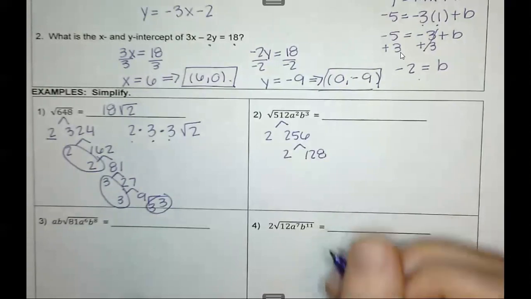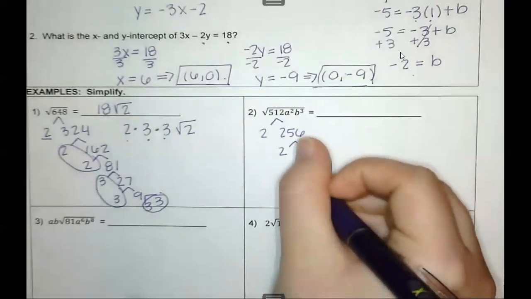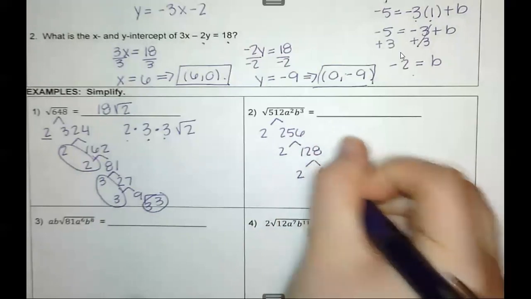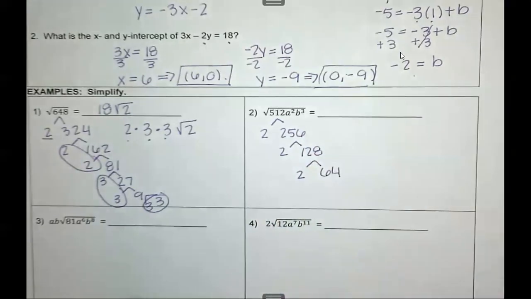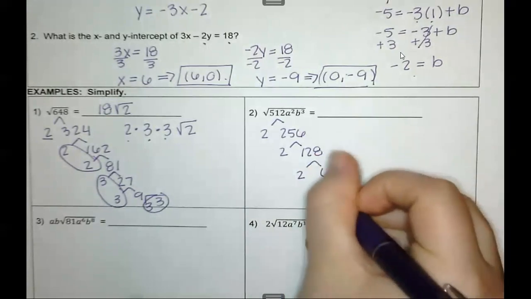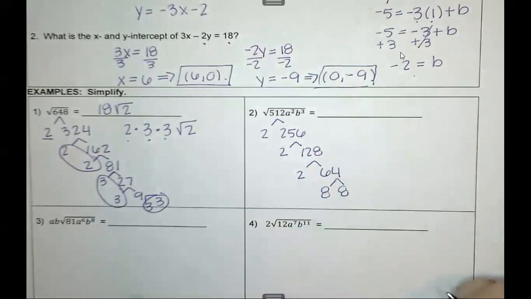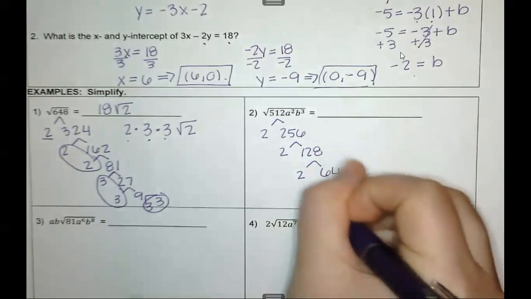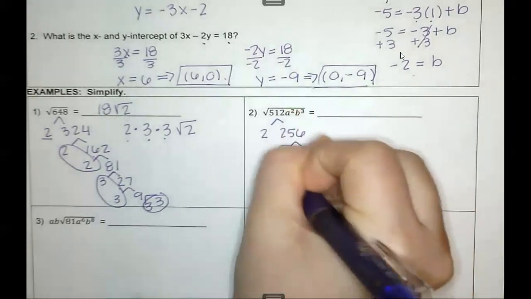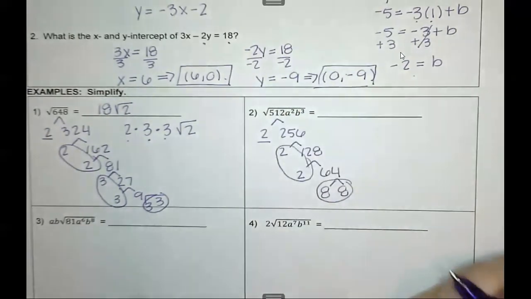And again, 128 is even, so I can split it by 2. 2 and 64 would give me 128. And finally, something we are familiar with, we know that 8 times 8 gives us 64. So now I just go back and circle my pairs. I have a pair of 8's and a pair of 2's, and then this leftover 2 that unfortunately I cannot pull out from underneath the square root.